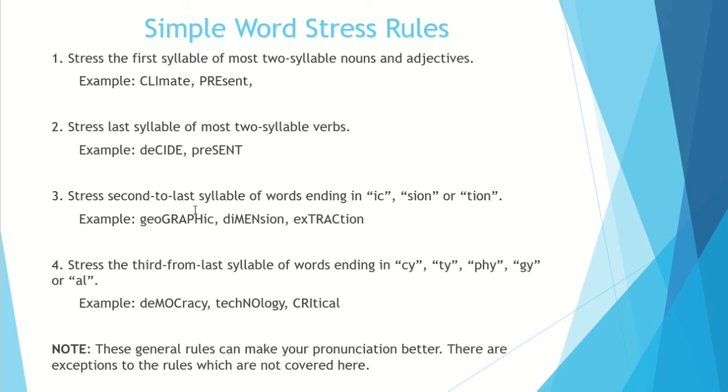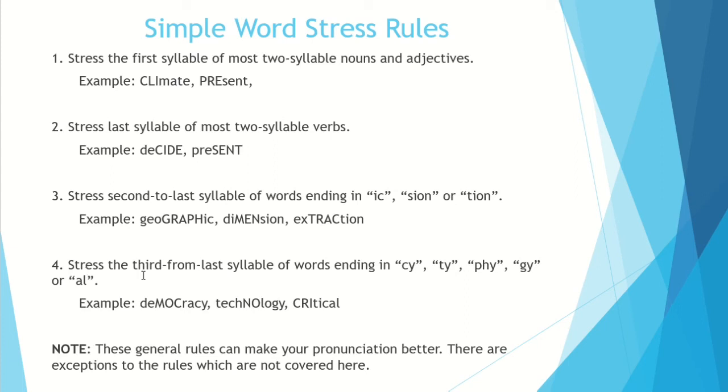The third rule is about words ending in IC, SION or TION. For such words, the stress would be on the second last syllable or the syllable just before the letters IC, SION or TION. The examples would be geographic, dimension, extraction.